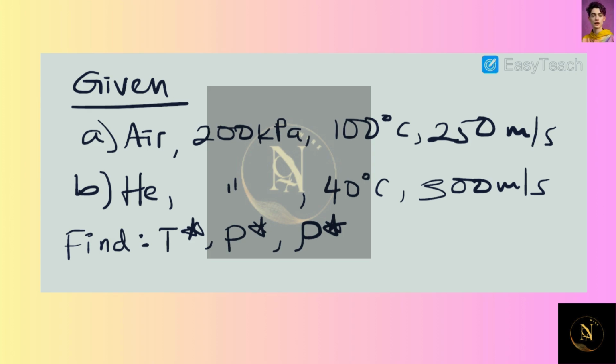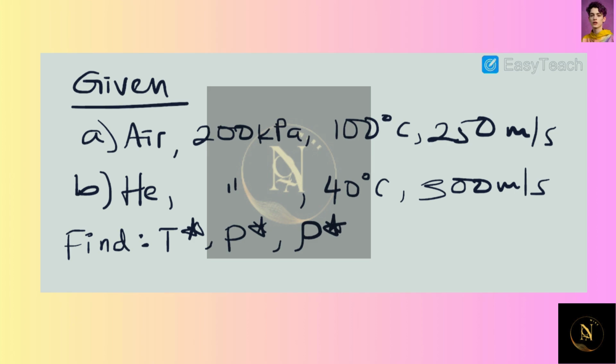Hi everyone, so what we have here is air that's initially at 200 kPa, 100 degrees Celsius, and is flowing at a speed of 250 meters per second. And then we also have helium, which is also at 200 kPa, 40 degrees Celsius, and going at 300 meters per second. What we're asked to solve for is T star, P star, and rho star for both A and B. So for both of these gases at these conditions specified.